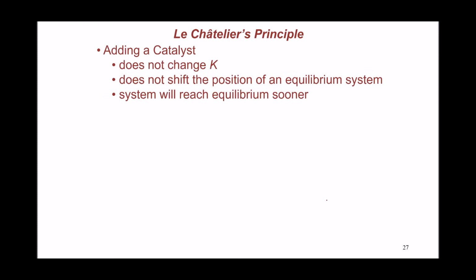The last parameter that affects equilibrium according to Le Châtelier's principle is the catalyst. But the catalyst does not affect the magnitude of the equilibrium constant, and it also does not shift the position of the equilibrium in the system. It will just make the system reach equilibrium faster.